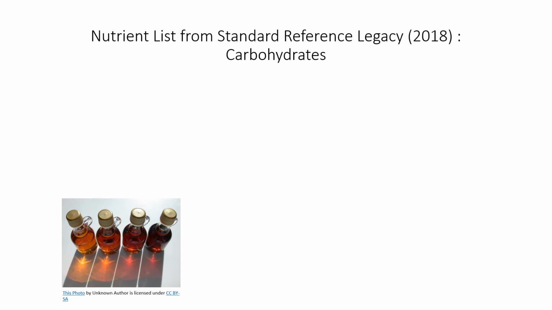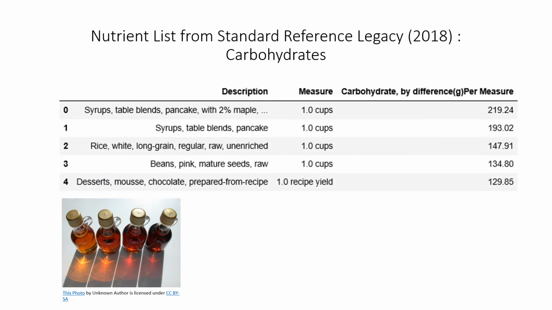As I mentioned earlier, from the USDA Standard Reference Legacy data type, I wanted to point out some points of interest, such as the nutrient list from the USDA Standard Reference Legacy, which is the SRL. Let's go ahead and look at their highest carbohydrates, and it looks like syrups is the highest measured carbohydrates. Something I will take into consideration since my kids eat a lot of pancakes.